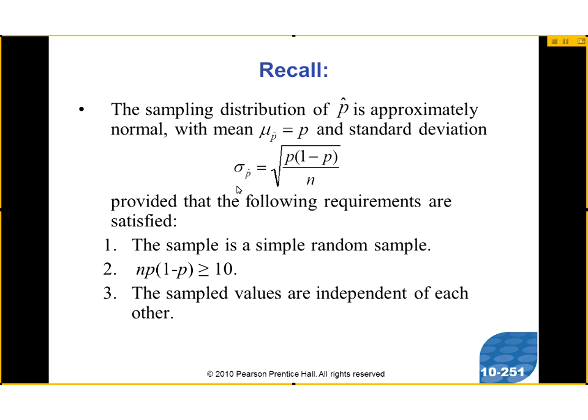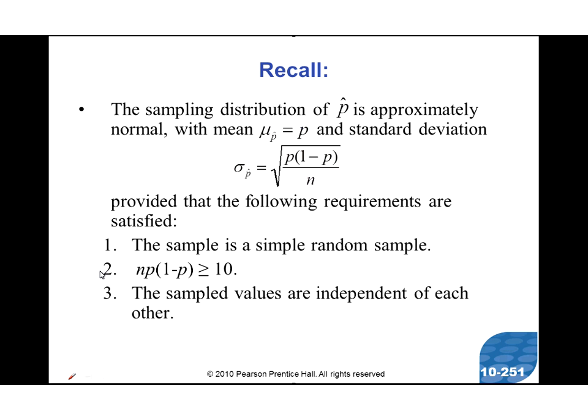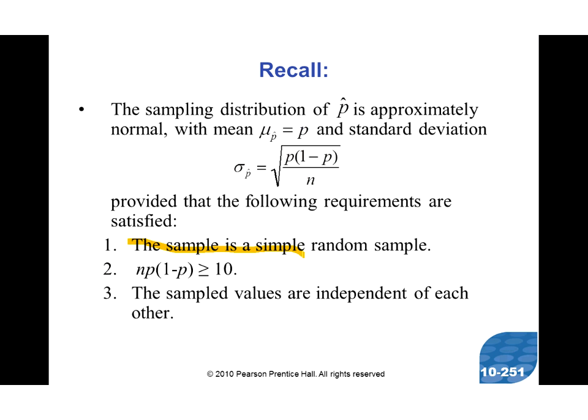Again, the sampling distribution of p hat is approximately normal with mean equal to p and standard deviation. If I needed to calculate the sigma of p hat, it's just like in chapter 9, the square root of p times 1 minus p over n. But the big thing here is we need to make sure the sample is a simple random sample, n times p times 1 minus p is greater than or equal to 10, and the sample values are independent of each other. These are the most important things.